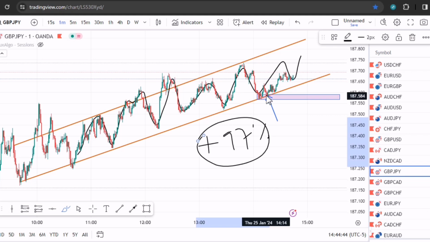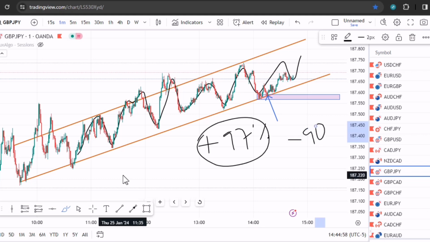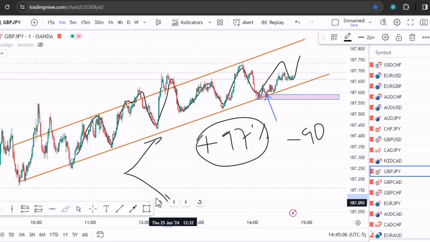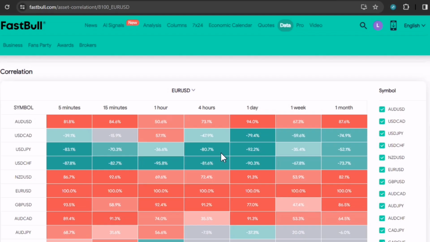And it also makes sense to sell on a pair that has negative 90% correlation, because it would mean that if GBP JPY is moving upwards, that pair is moving in the opposite direction of GBP JPY. So if you have a very good buy opportunity here, it means you also have a very good sell opportunity right here. And this is where this chart helps us.